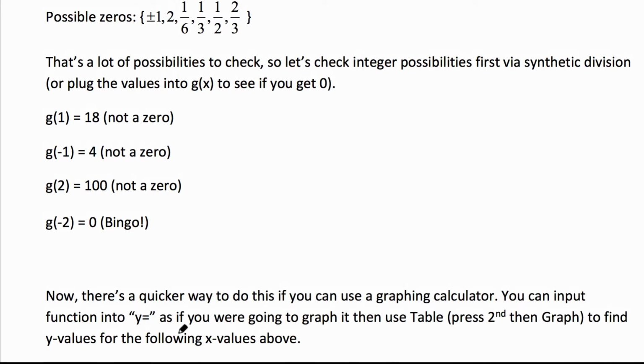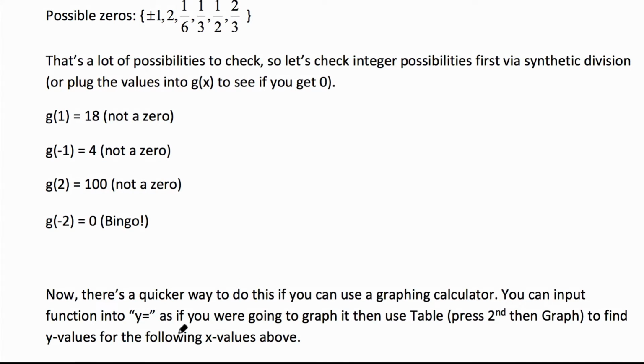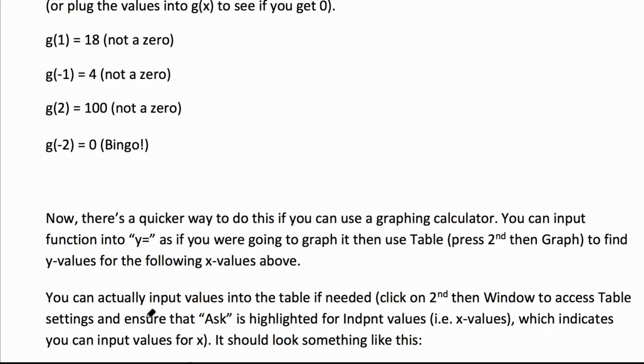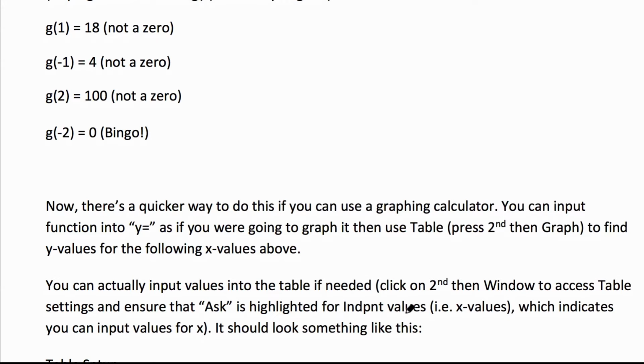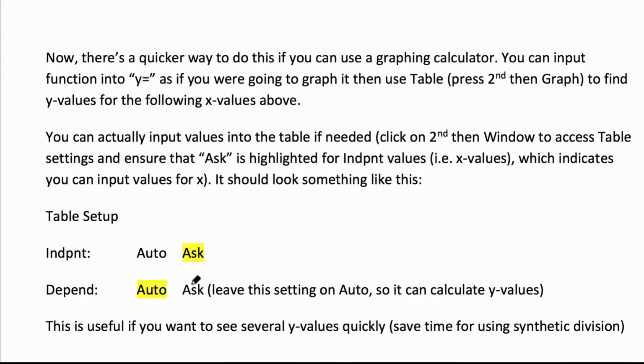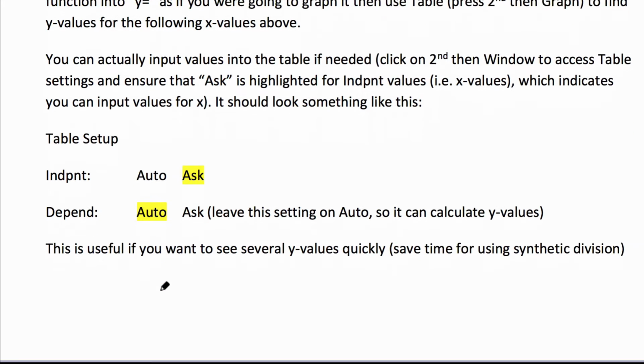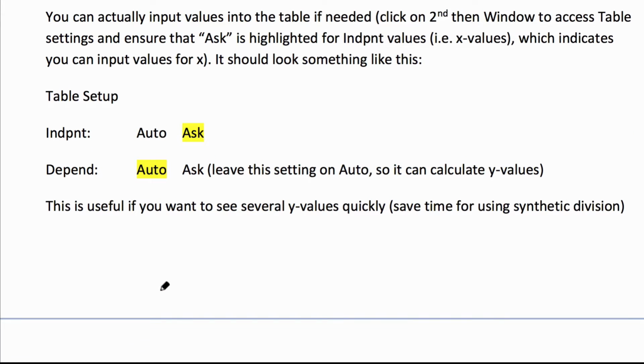The quick way to do it is to graph it, and then you use a table. So put it into y equals in your graph, and then how do you use the table? What you want to do is go into your table settings, which is the second window, and make sure it looks like this, the table setup. It doesn't matter what's in the beginning, but for the independent value, highlight Ask and click enter. Do not change the dependent value because they'll be calculated for us.